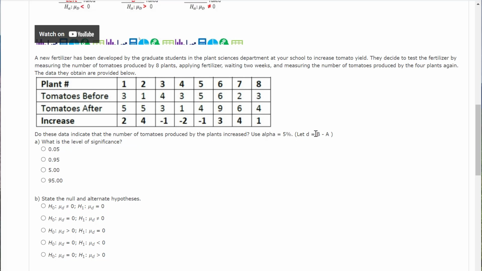Use alpha as 5%, and the difference is B minus A, so before minus after. So that would be here. And we want to know, do the data indicate that the number of tomatoes increased? So why am I looking at that? Because I'm looking at the null and the alternate. First of all, the null is that the mean difference is going to equal 0. It could be that one, or that one, or that one. It could be any of those 3. But we want to know if it increased, so that means the difference is greater than 0.